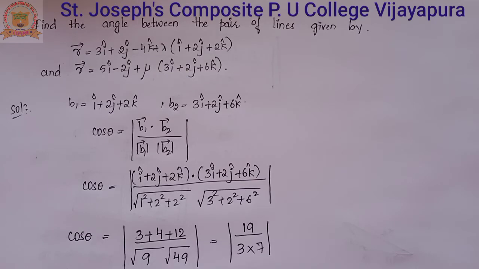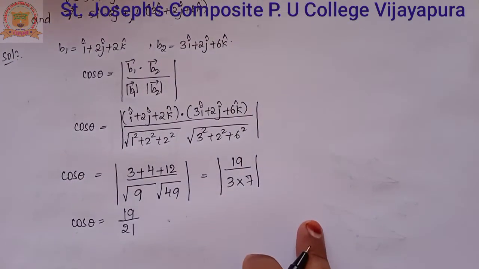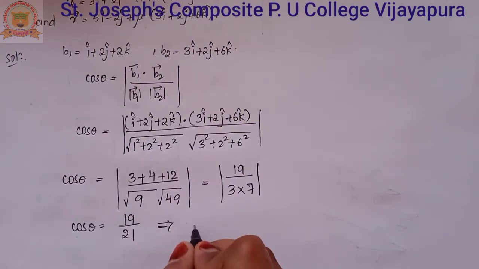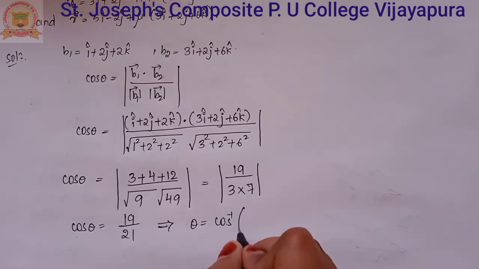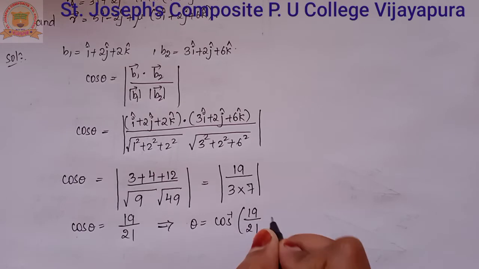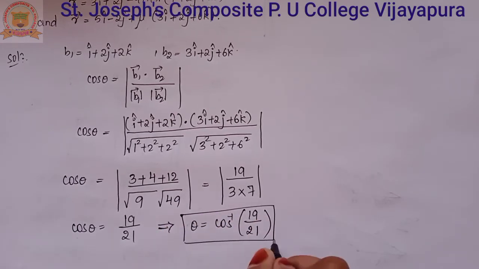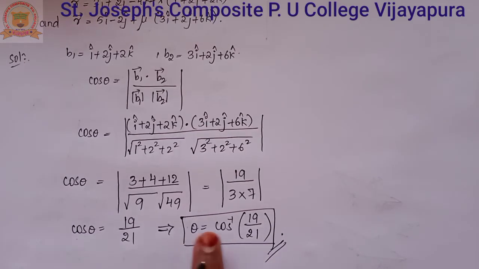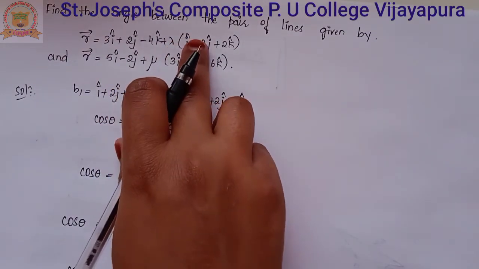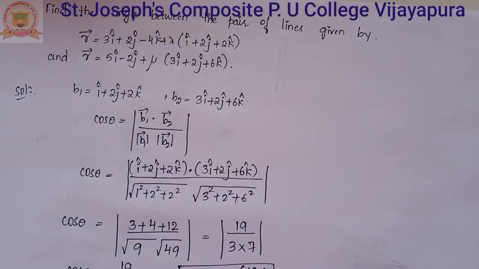3 sevens are 21. So the required theta we get here as cos inverse of 19 by 21. On applying cos inverse on both sides, we get theta equals cos inverse of 19 by 21. This is the required angle between the two lines L1 and L2.